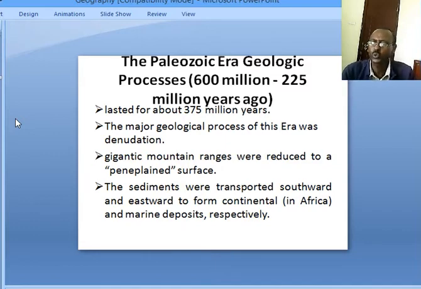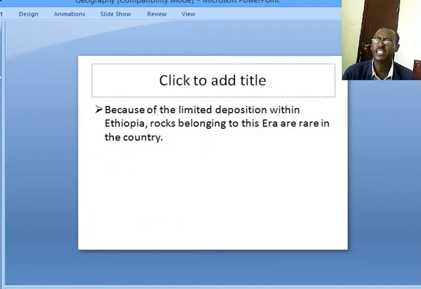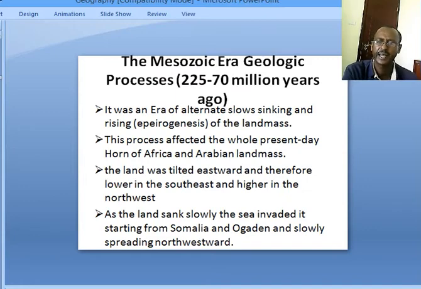They started to lower. The sediments were transported southward and eastward to form continental deposits, for example in Africa, and marine deposits respectively. Marine refers to sea. Because of the limited deposition within Ethiopia, rocks belonging to this era are rare in the country, so we don't have ample evidence about this era.